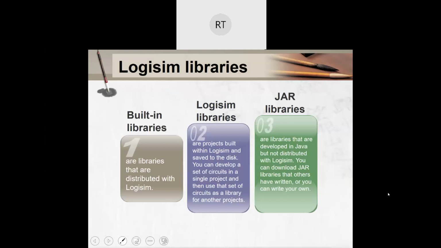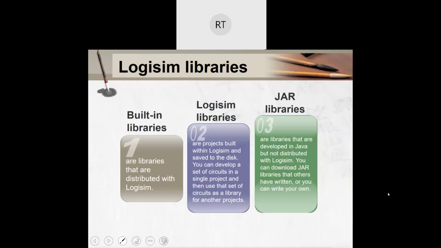Number 2, Logisim libraries. They are projects built within Logisim and saved to the disk. You can develop a set of circuits for yourself, and then use them to create a bigger project, okay? Like you can create an XOR, and then you could use it in another project, okay?